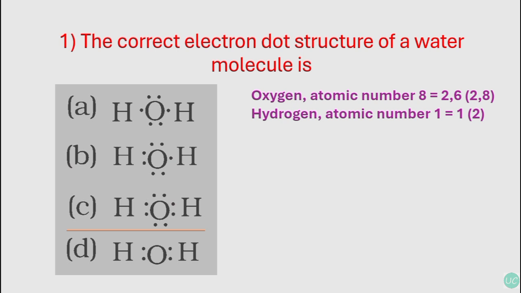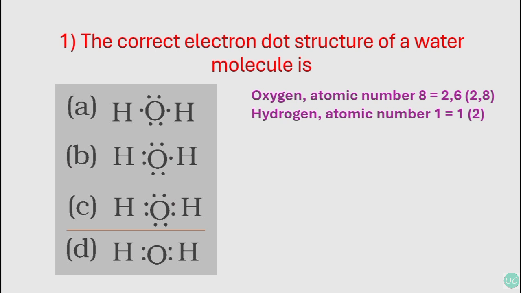In option B, the oxygen has 7 electrons, and one hydrogen has 1 electron and the other hydrogen has only 2 electrons. So this is also an unstable molecule. And in option number D, the oxygen has 4 electrons but both the hydrogens have 2 electrons each, so this is also an unstable molecule in terms of oxygen. Okay, so only option C is a stable molecule because oxygen has 8 electrons and both the hydrogens have 2 electrons each.